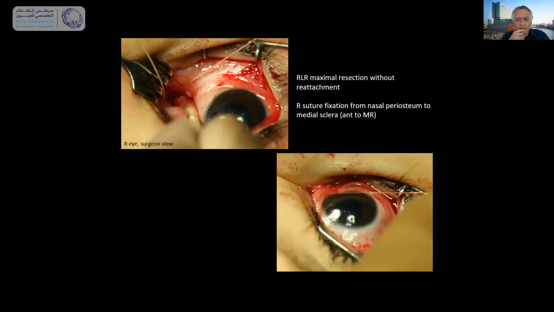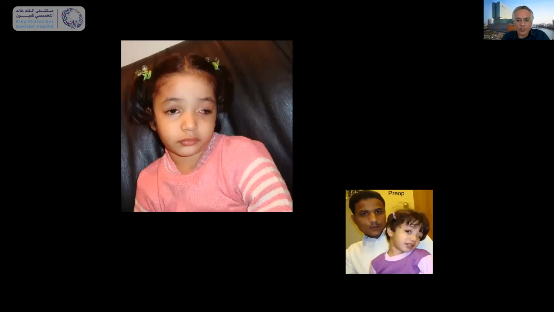Now, that's not the only approach for this. There are other approaches. People have described taking the lateral rectus and splitting it and bringing it nasally. I think that's an interesting idea. I haven't done it in one of these cases. It might be difficult to do depending on how tight that lateral rectus is, but it's an interesting thought. The major concept is you can't do standard strabismus surgery. If you're going to do standard strabismus surgery, you're wasting your time.